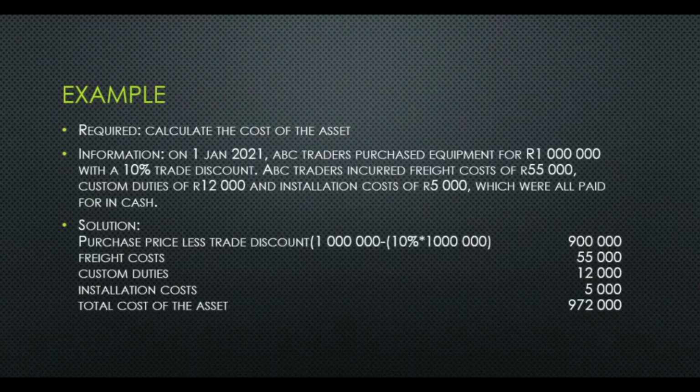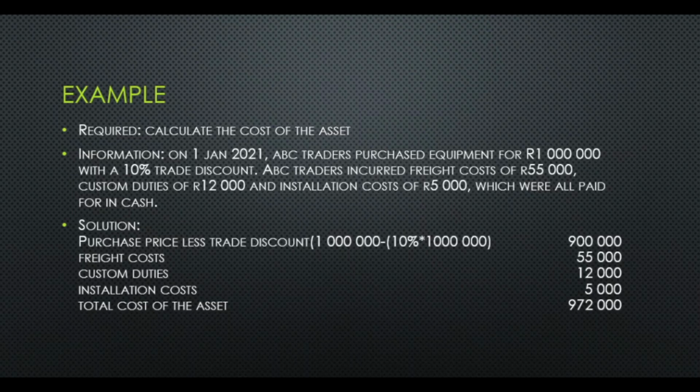Now let's have a look at what is required of us before looking into the information provided, so that we can extract only the information that is going to assist us to provide the answer. The required: calculate the cost of the asset. Information provided: on 1 January 2021, ABC Traders purchased equipment for 1 million with a 10% trade discount. ABC Traders incurred freight cost of 55,000, custom duties of 12,000, and installation costs of 5,000, which were all paid for in cash.